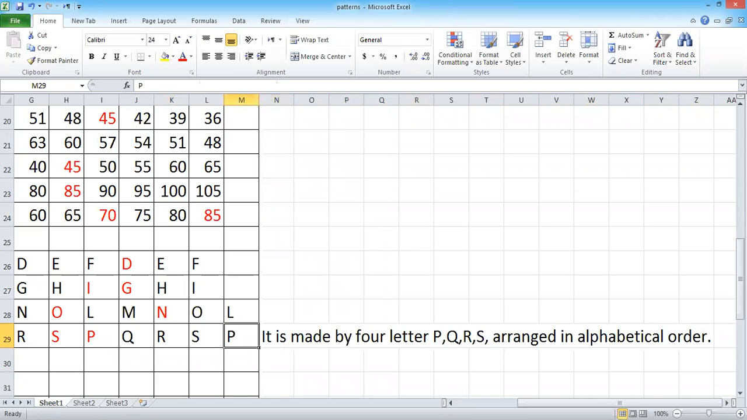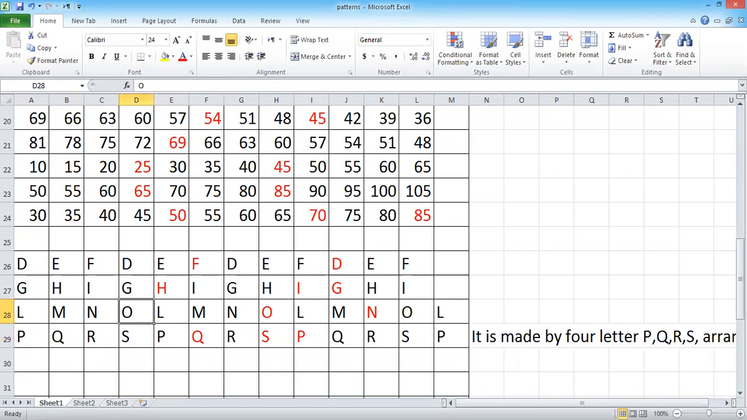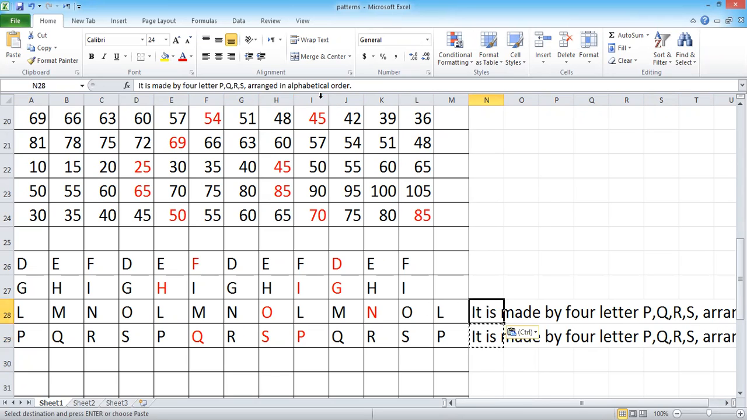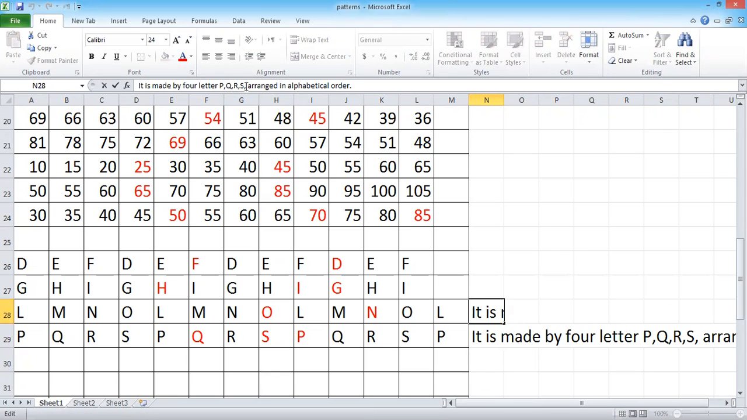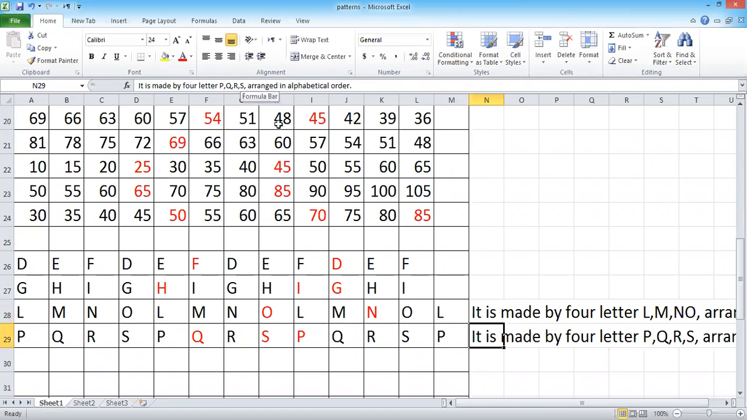Same, if you ask me to write about this, I will write: it is made by four letters which are L, comma, M, comma, N, comma, O. And these are also arranged in alphabetical order.